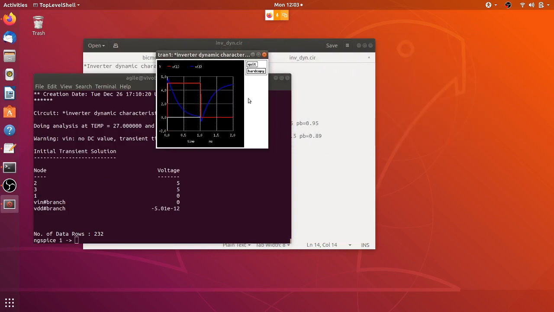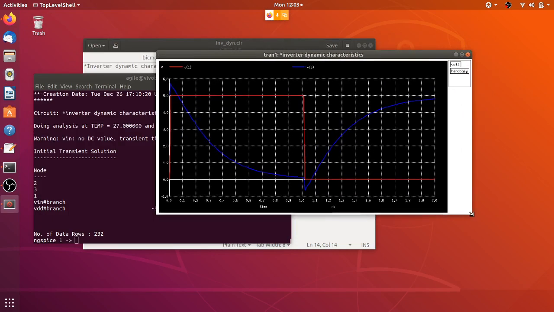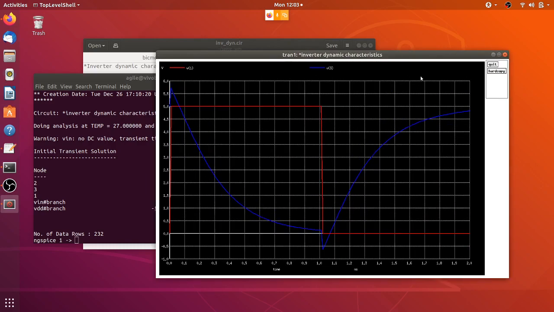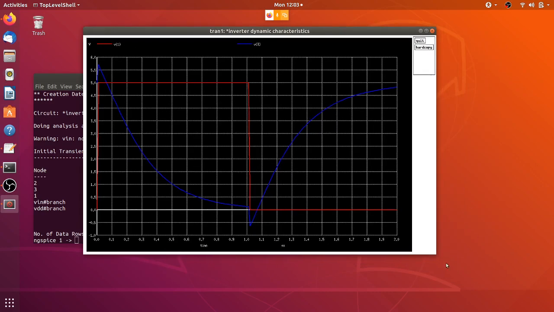Only difference here is that I have given a very large load capacitance. So is this waveform visible to you?